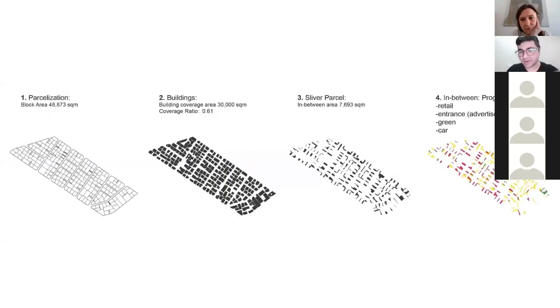This is an analysis of one specific cultural block in Hongdae, which is famous for arts, music, and basically nightlife. It's a highly commercial block in Seoul. When you look at the typical ways that you analyze a block, let's say like the parcels or the building figure ground so that you can get the building coverage ratio, number one and number two, these are typical ways that you would map out those blocks.